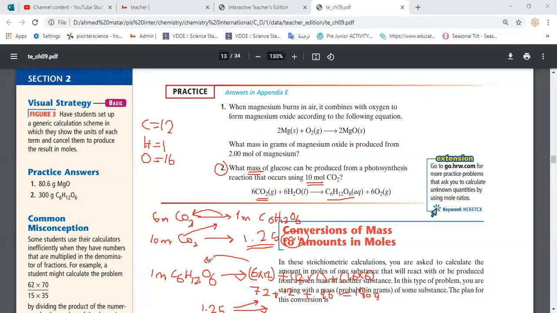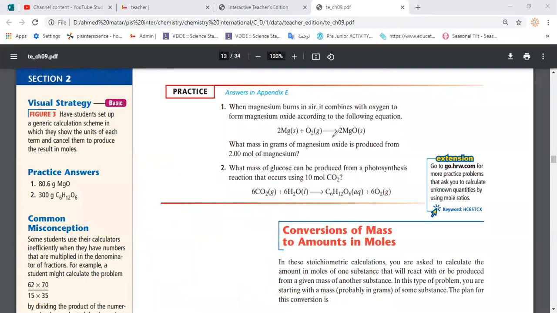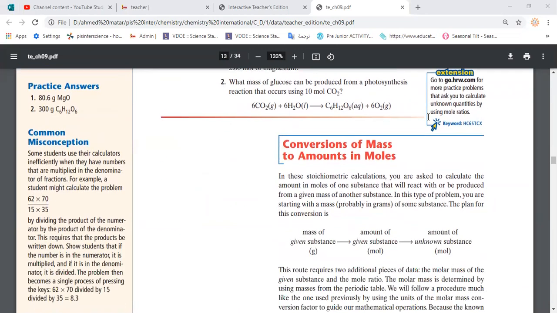Is it hard like this, guys? No. So actually, that's how we could solve the problem, how we make the conversion from mole to mole or from mole to mass. Today we're going to pass to the third type, which is converting mass to amounts in moles.